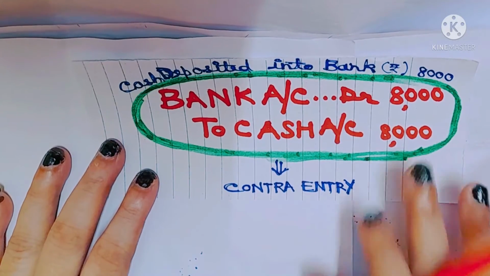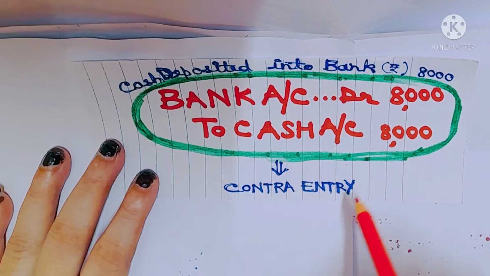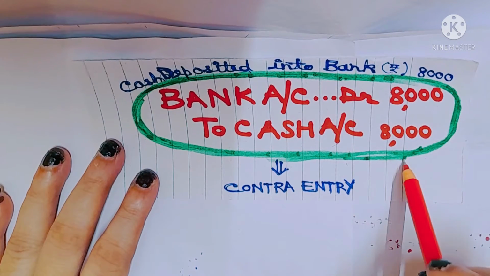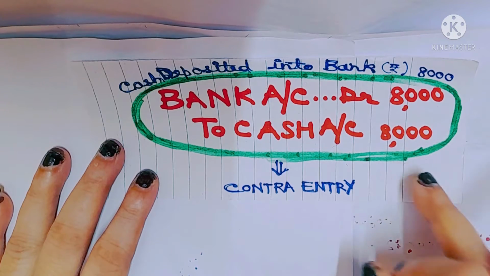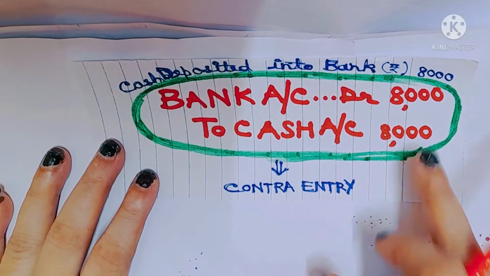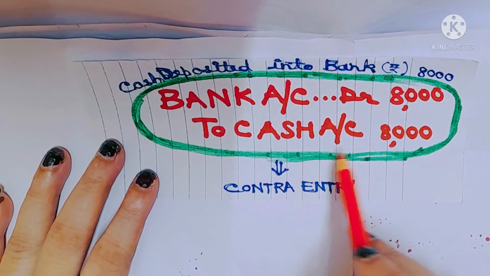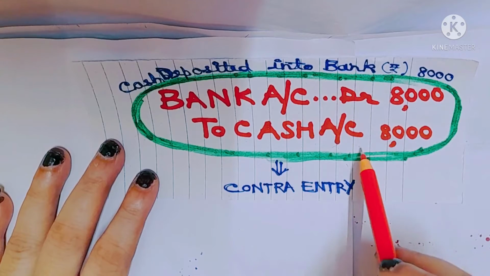Okay, so since cash account is on the credit side, bank account will also be on the credit side. So we'll have to write by bank account in the cash book on the credit side in the cash column, 8,000. Why 8,000 in the cash column? Because we are looking at the position of cash account. So 8,000 will be in the cash column.